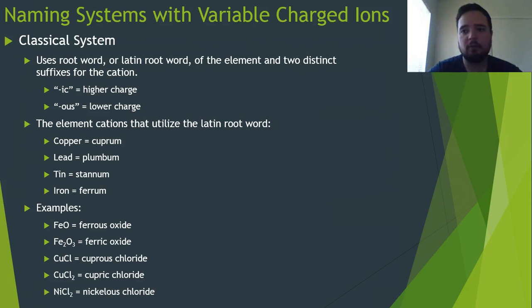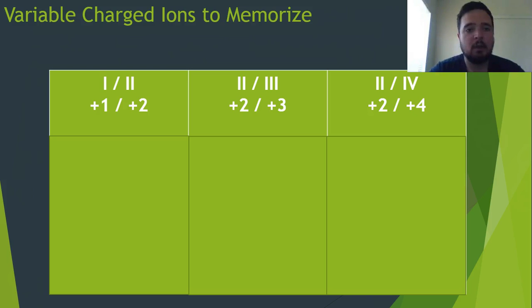And then another one is just nickel. Nickel is another one that has variable charge, so you can see nickel chloride. Sounds like an actual human name, but nickel chloride is a thing. Okay, so there are a select few variable charge ions that you're going to have to remember and what type of charges they can hold.